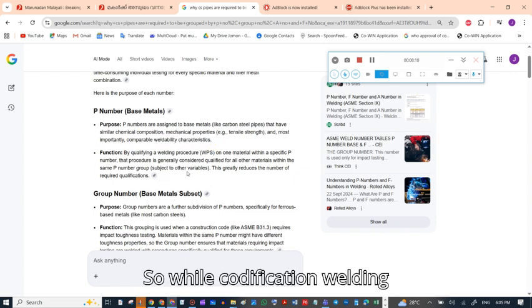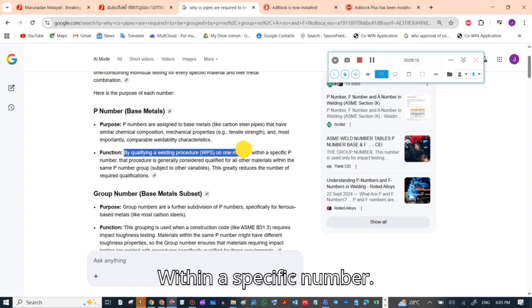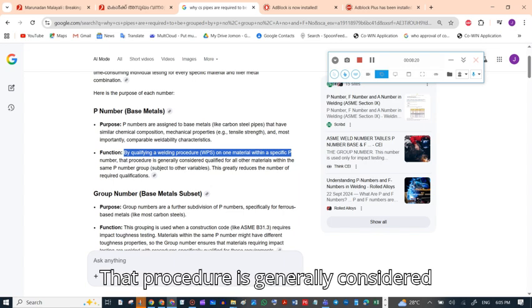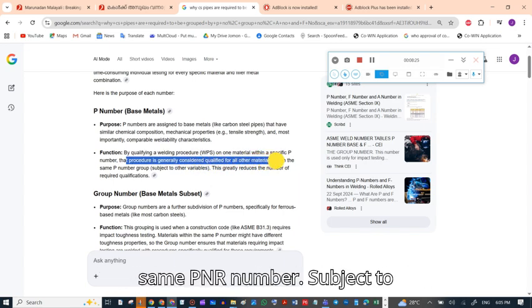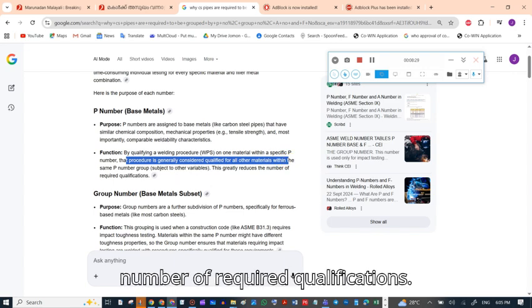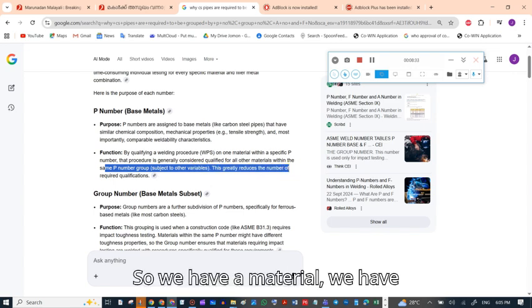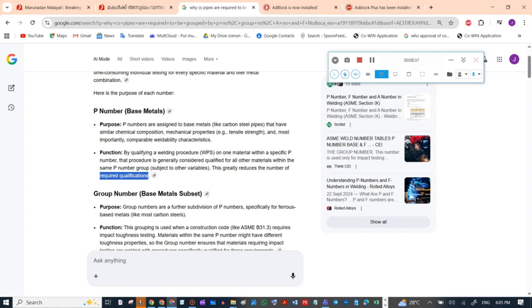So while qualifying a welding procedure in one material within a specific P number, that procedure is generally considered qualified for all other materials with the same P number, subject to other variables. It greatly reduces the number of required qualifications. So we have a material with P number 1, like a carbon steel.